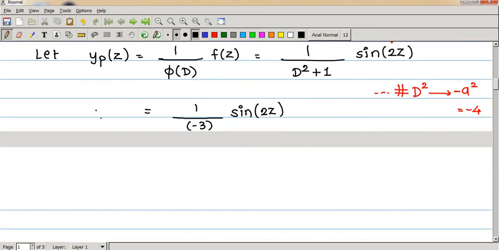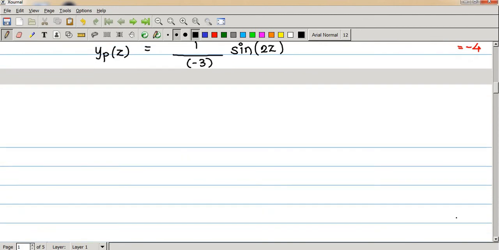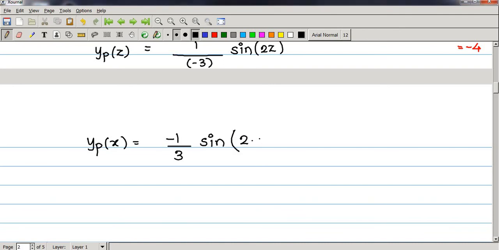So this will be the required value for the particular integral in terms of z, but we need the value for the particular integral in terms of x. Therefore we substitute z equal to log x. So it is minus 1 upon 3 times sine 2 into log x.